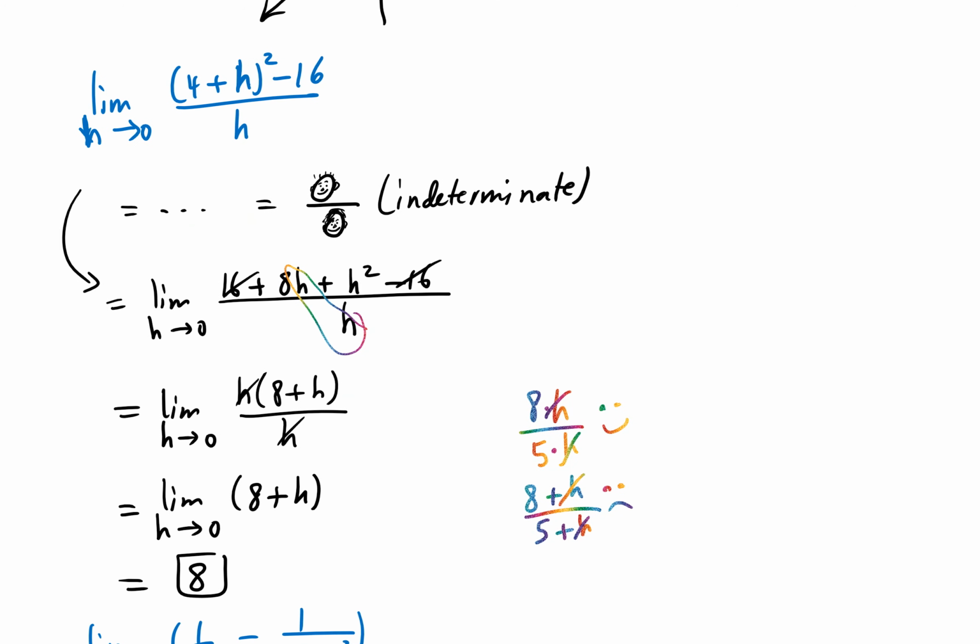After you pass the limit, you get 8. On the right hand side, I showed you that that's the right way to do it. If it's multiplication, you can cancel, but with addition or subtraction, you can't.